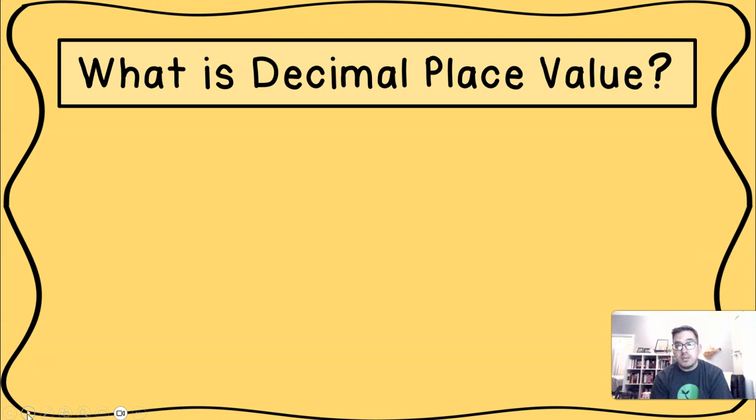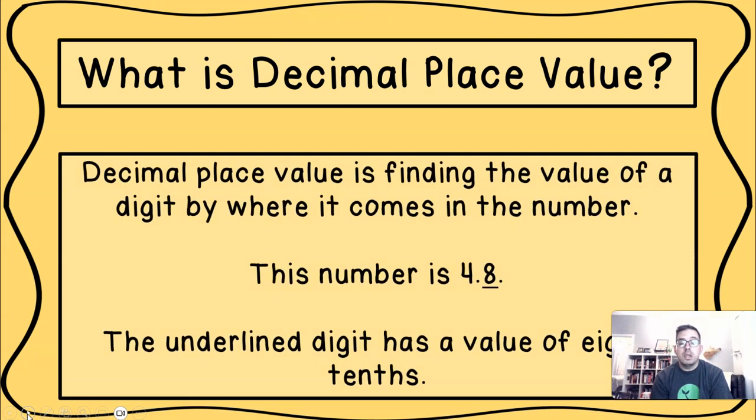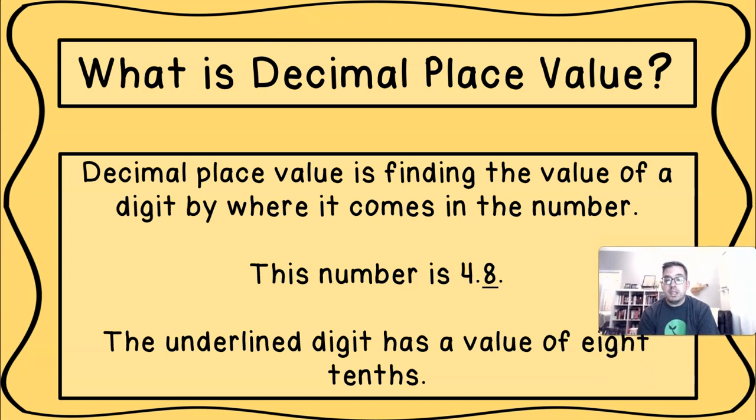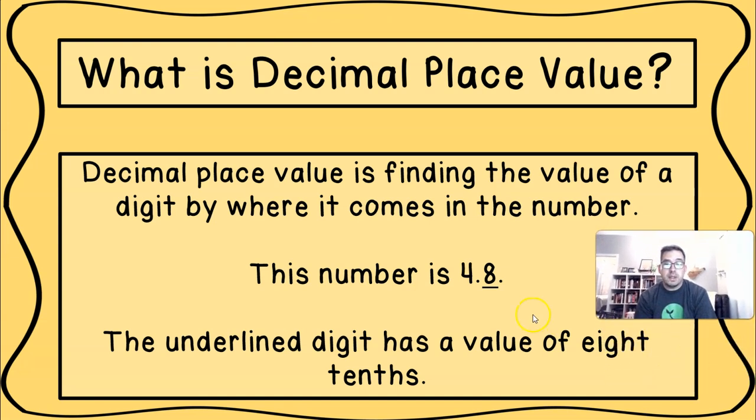What is decimal place value? Well, decimal place value is finding the value of a digit by where it comes in the number. So this number, we read it as 4 and 8 tenths. Because we have a whole number of 4, then the decimal, so we say and, and we have one digit, so that's 8 tenths. The underlined digit has a value of 8 tenths.